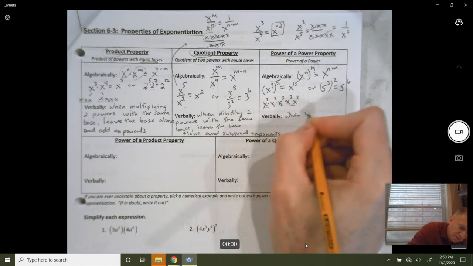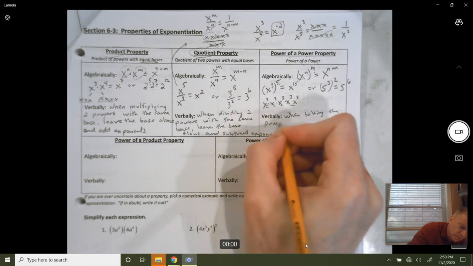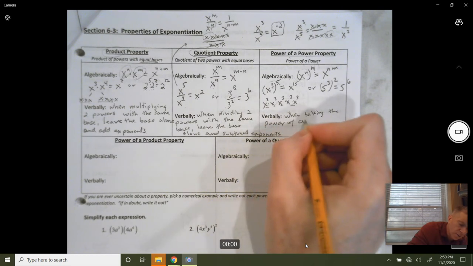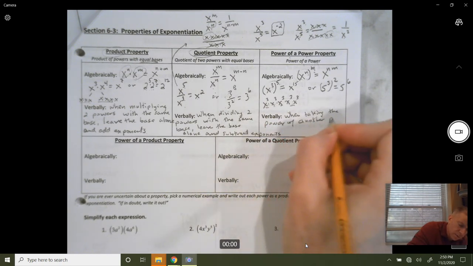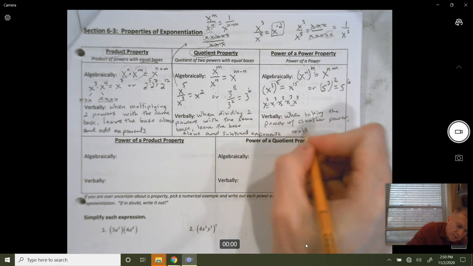Okay? Verbally, what does that say? When taking the power of another power, you multiply the exponents.